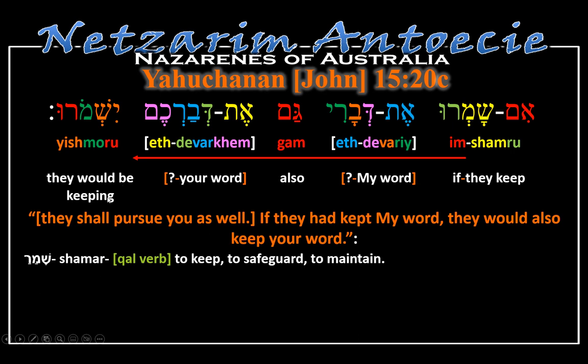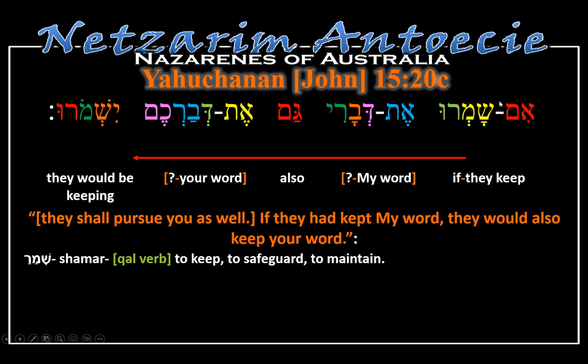they would be keeping. Right, so we know that shemor is to keep as well, right? They shall be keeping. So they shall pursue you as well. If they had kept my word, they would also keep your word. And of course I've got here shamar, which is the kal verb to keep, to safeguard, to maintain. So, now we read that.